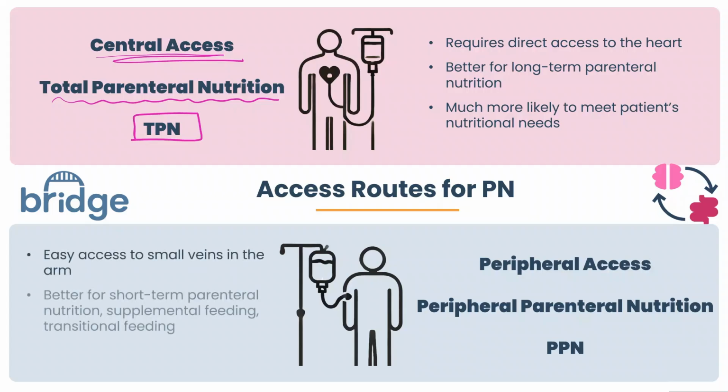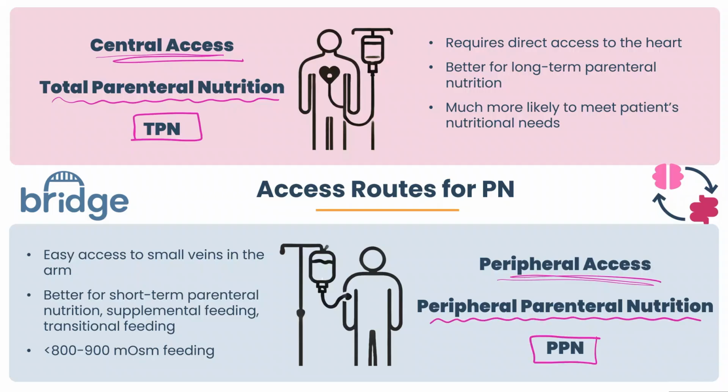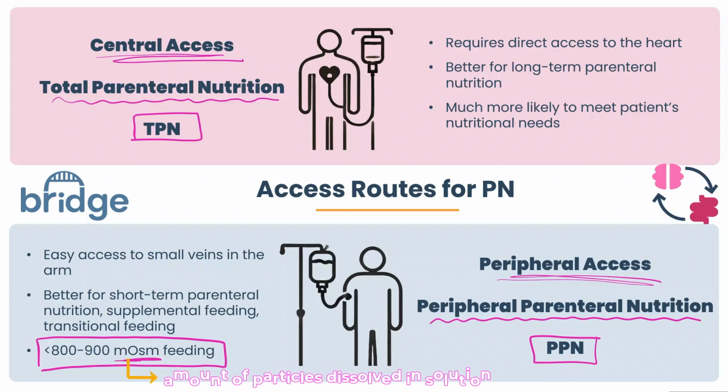Though if we don't have central access, if we only have access to a peripheral vein or a small vein, then we would use peripheral parenteral nutrition, or PPN. But when we have peripheral access, we need to be careful with the type and quantity of nutrition that we are feeding. Milliosmoles per liter, this unit right here, is a unit to measure osmolarity, or the concentration of solute particles in the solution. It tells us how concentrated our solution is, how much nutrition is in our solution.